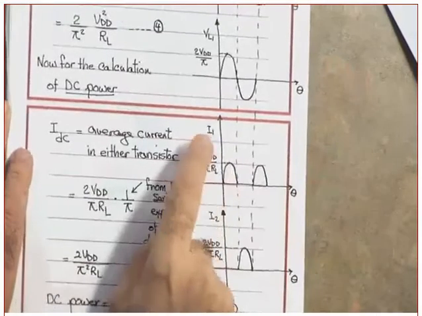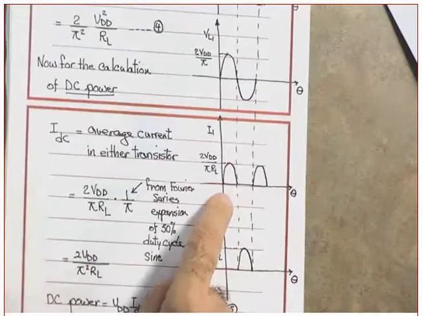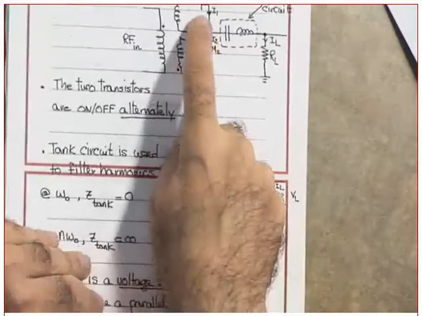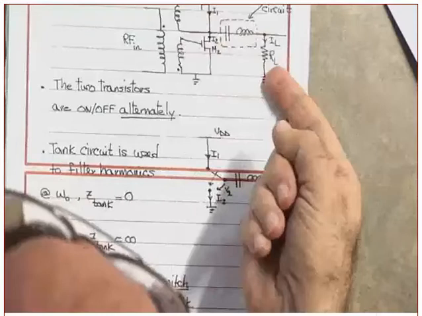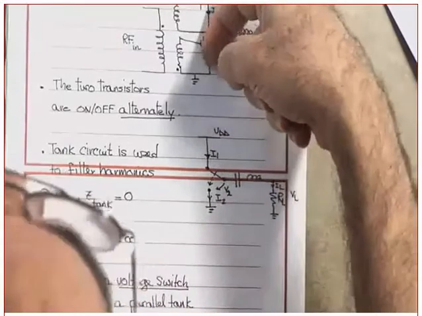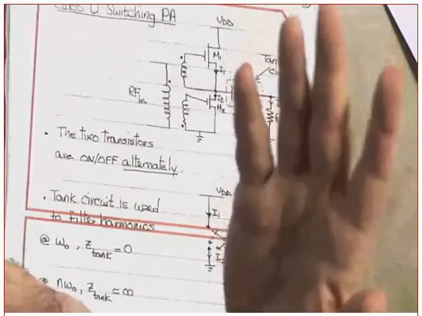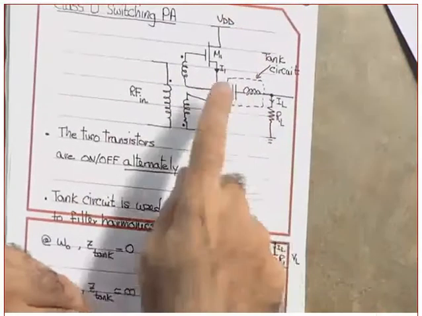Did you understand why the current in I1 is like this? Because when this transistor is open, the current will come this way. Yes? But this one is open only 50% of the time. Did you get this or not? Similar to this.